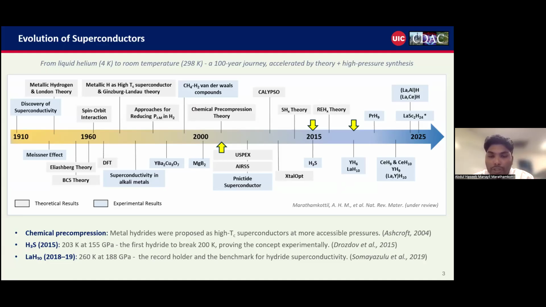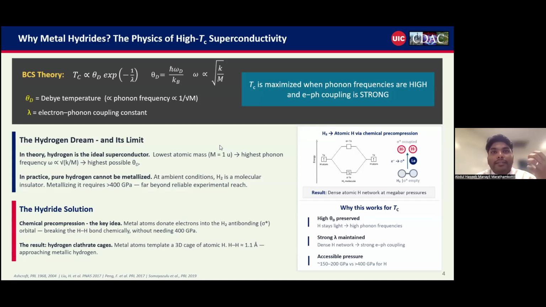But this raises the question: what is it about the metal hydride structure, physically and chemically, that makes it so effective? That is exactly what the next slide covers. The answer is in the BCS equation, which is on the top here.